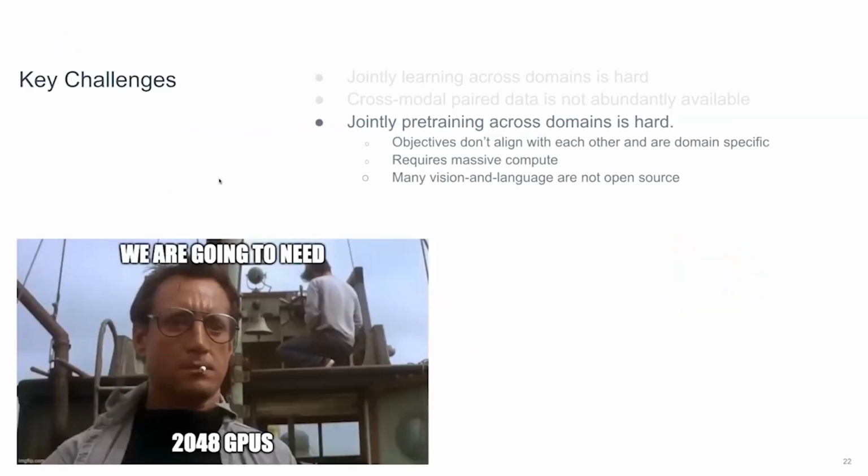The other key challenge is that before, jointly training was hard, but jointly pre-training across domains is super hard. The objectives don't align with each other and are very domain specific. Language modeling is very domain specific, image masking is very domain specific, and caption masking or image-text matching is also domain specific. Also, these models are huge and require massive compute, and as you move towards multiple datasets, you require even more compute. And many vision and language datasets are not open source.